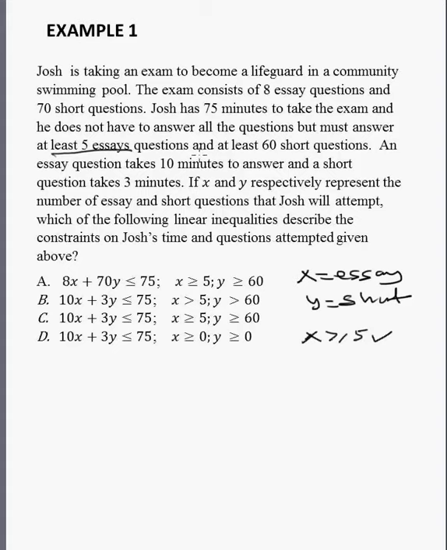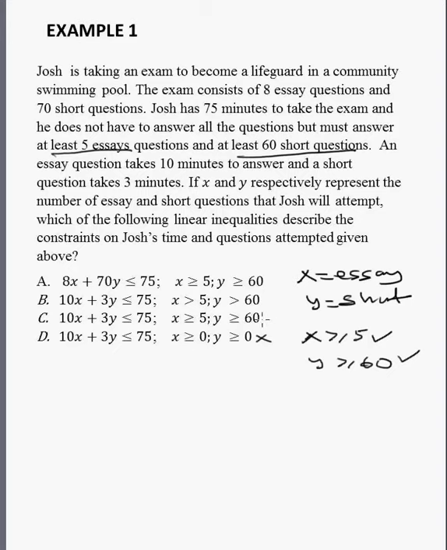We also have to answer at least 60 short questions. That means y has to be greater than or equal to 60. These are conditional statements. They have to be true. Whatever answer you find should include these. So even from here, we can easily go back and say, well, this is wrong.